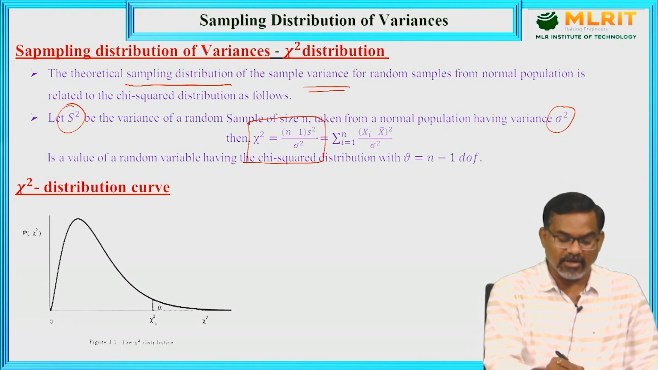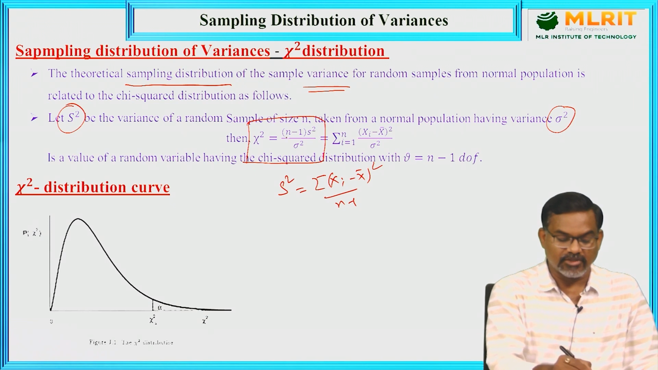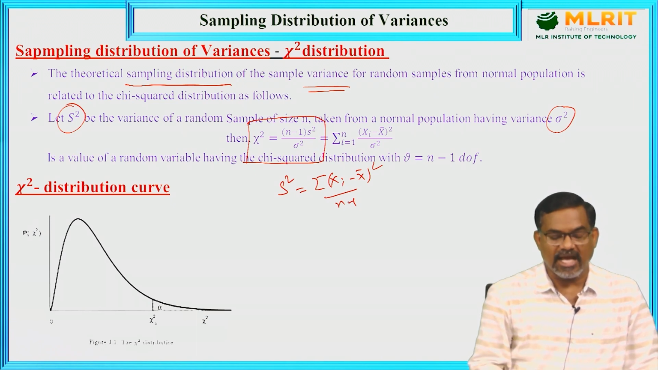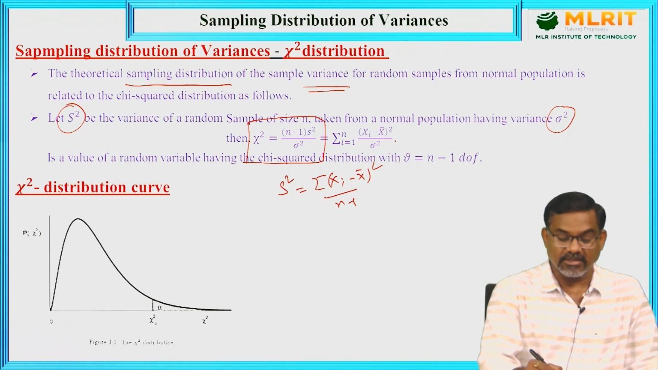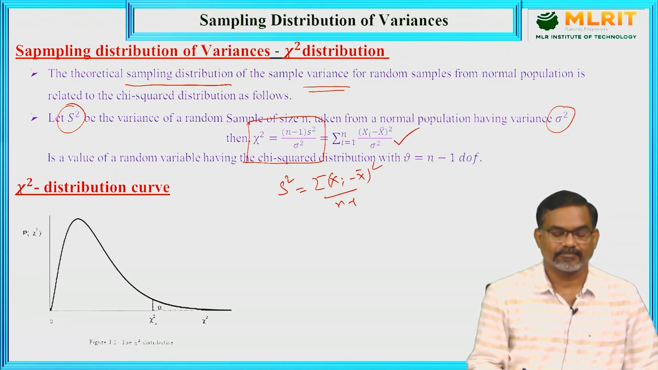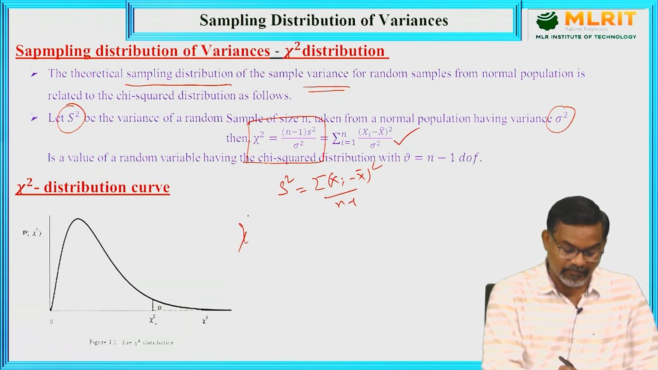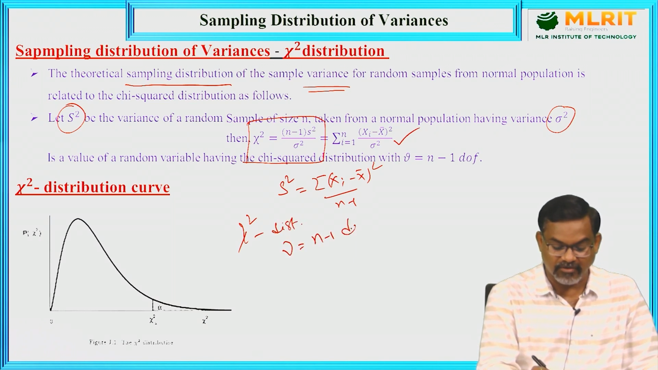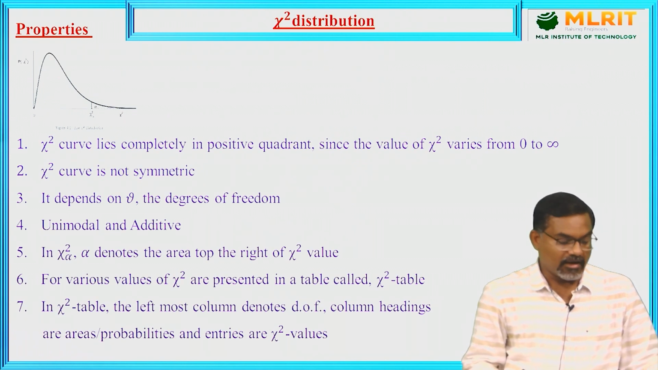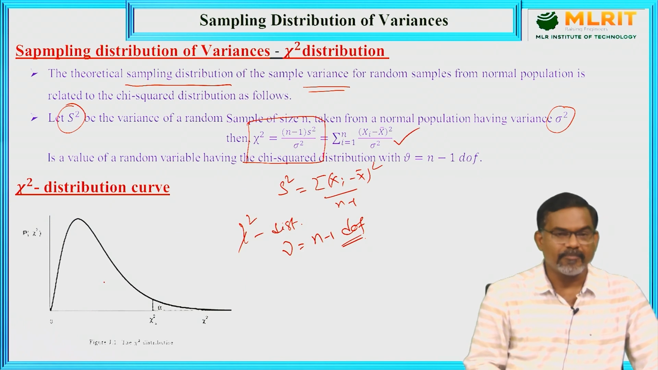And using the formula for sample variance, this is sigma xi minus x bar whole square by n minus 1. These two, n minus 1 and this one, get cancelled, and we can rewrite this chi-square value as sigma xi minus x bar whole square by sigma square. It is a random variable that follows the chi-square distribution with nu equal to n minus 1 degrees of freedom. And the chi-square distribution curve is shown in this figure.